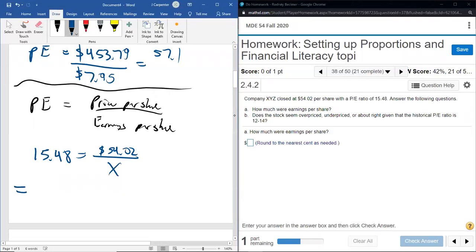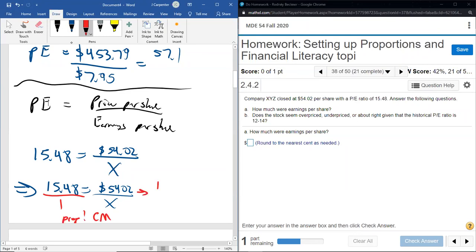So what you should actually do is turn this into something else. 15.48 equals the 54.02 over X. Let's take the 15.48. Any number you can always write over 1. Why would I want to do this? Because now I have it written as a proportion, so we can cross multiply. So when we cross multiply, we get 15.48 times X equals 1 times 54.02, which is 54.02. I'm going to drop the dollar sign just for simplicity's sake. Divide both sides by 15.48.